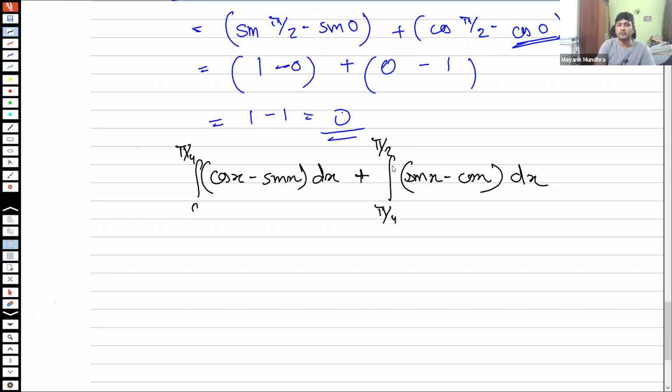So when I do that, I know that this area is root 2 minus 1. So this area will be cos x minus sine x. No, the negative of cos x minus sine x, which is sine x minus cos x.